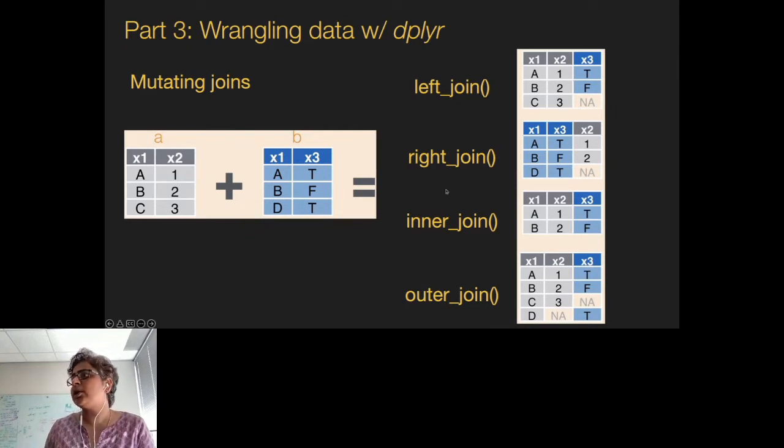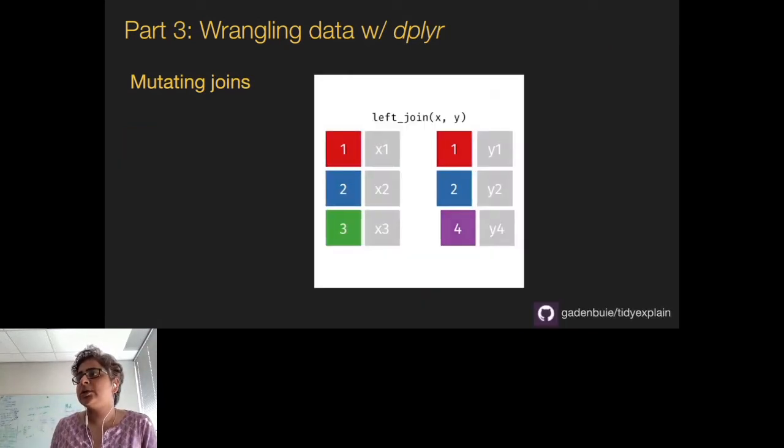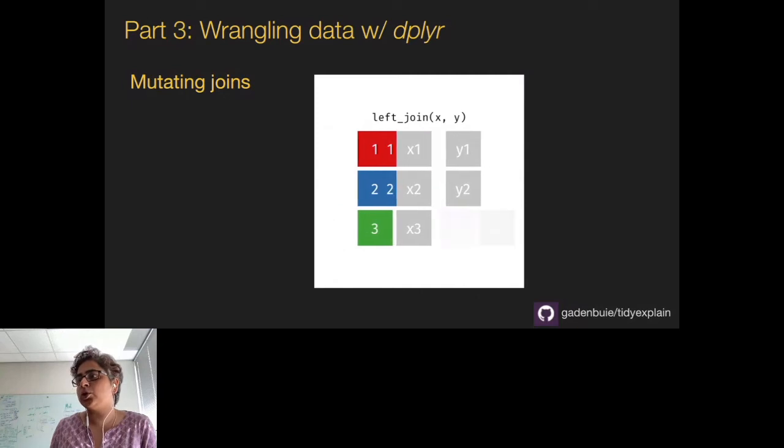So there is the left join and right join and inner join and outer join. These are basically different ways in which you can combine data frames, whether you're keeping all the columns and all the rows in the first one or the second one, and how you are combining them. Based on that, you would use these different functions. So for example, this is what left join would look like.